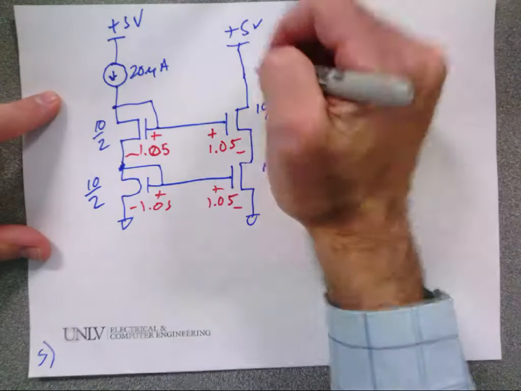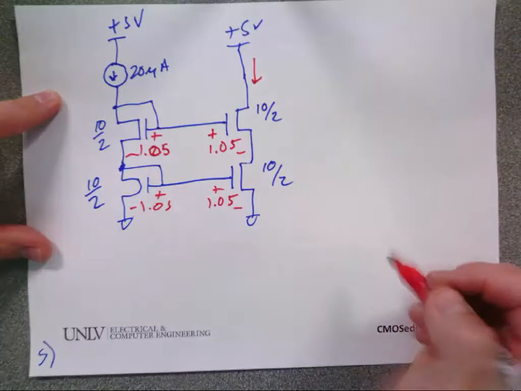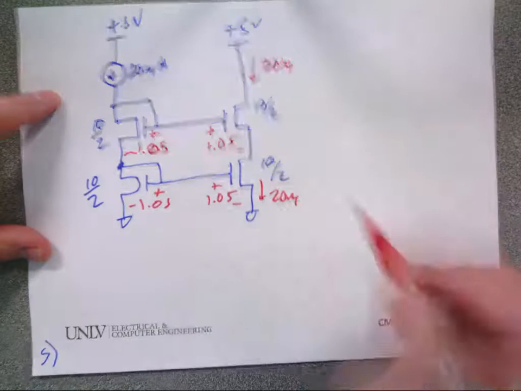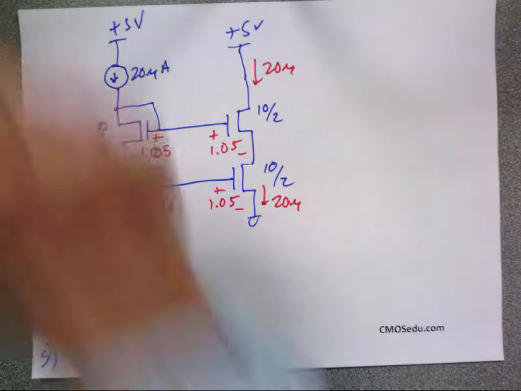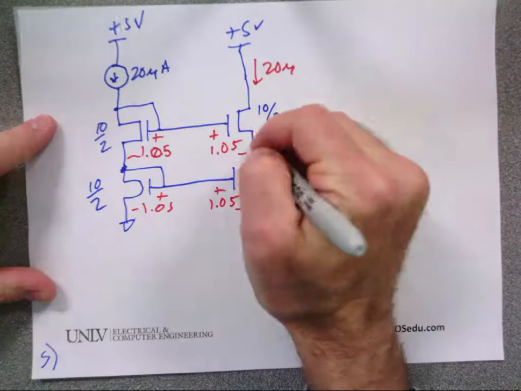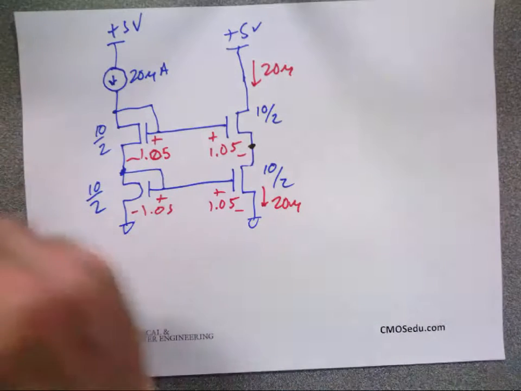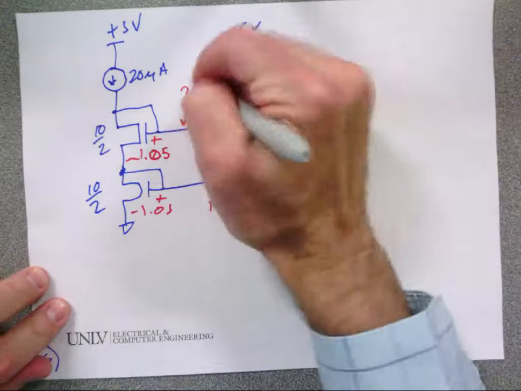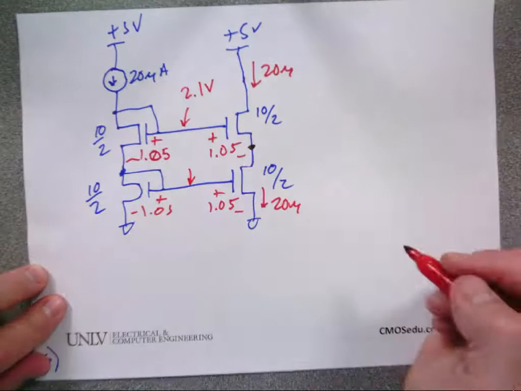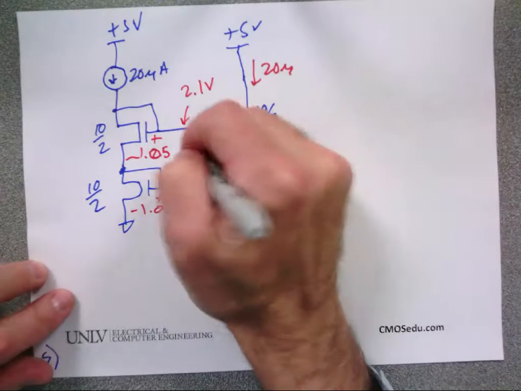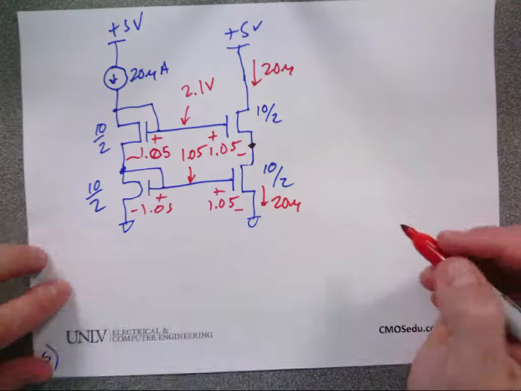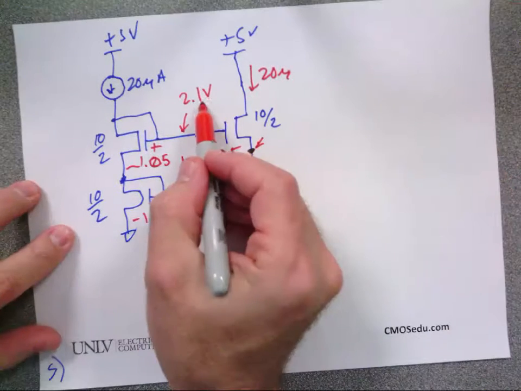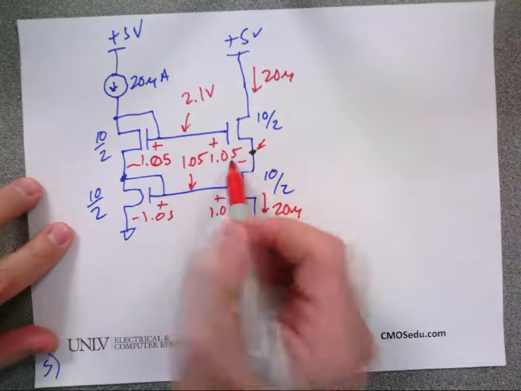Okay, and then what's the current that flows through here and why? 20 micro. Why? Yeah, the current mirror. Is everybody cool with that? Okay, so now I come over here. Oh, let's ask one more question. What is this voltage here? And what is this voltage here? Looking good? What is this voltage here? 2.1 minus 1.05, or 1.05.